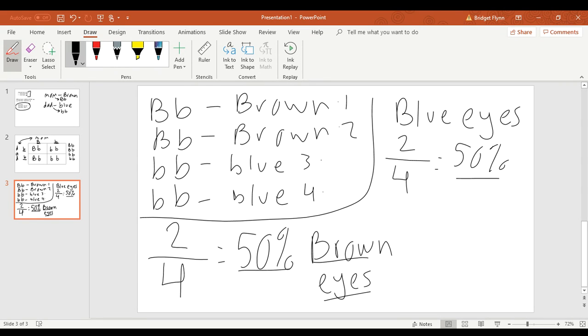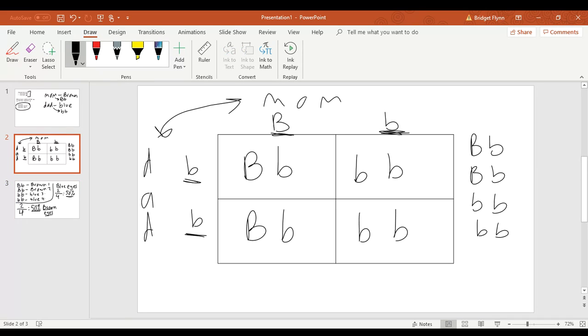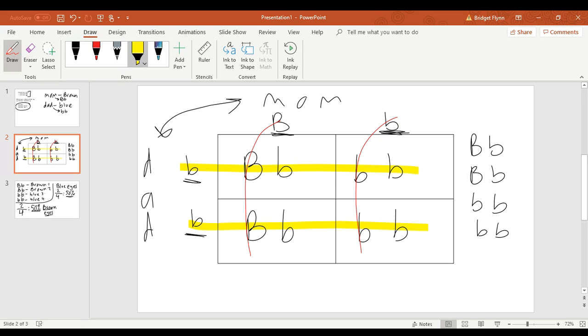So if I were to ask a question like, do they have a greater chance of having a child with blue eyes than they do brown eyes? The answer would be no. They have the same 50% and 50%. Make sure that this is lined up, this is lined up, this is lined up, and this is lined up, and you're good to go.